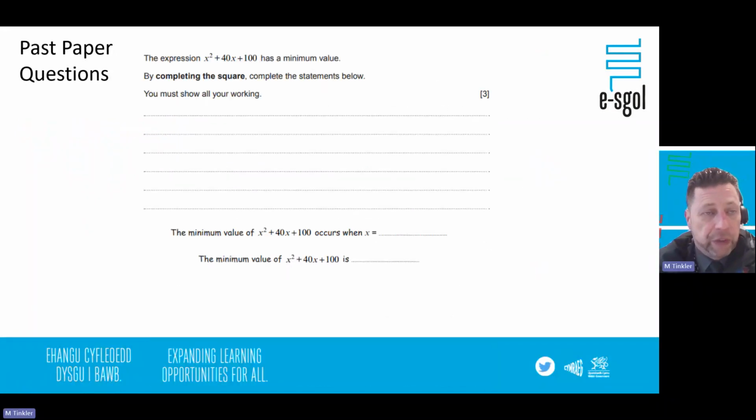Next page. This one's to do with completing the square, as it says at the top. So I'll let you work your way through that.